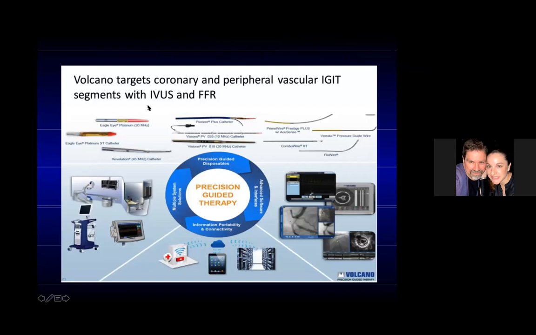Volcano is also used for coronary arteries, but now we're starting to do a lot more peripheral, and they come in different sizes. So we can also do venous intravascular ultrasound or arterial. For the venous, the catheter is bigger, it goes through a larger wire, and you have a better view.